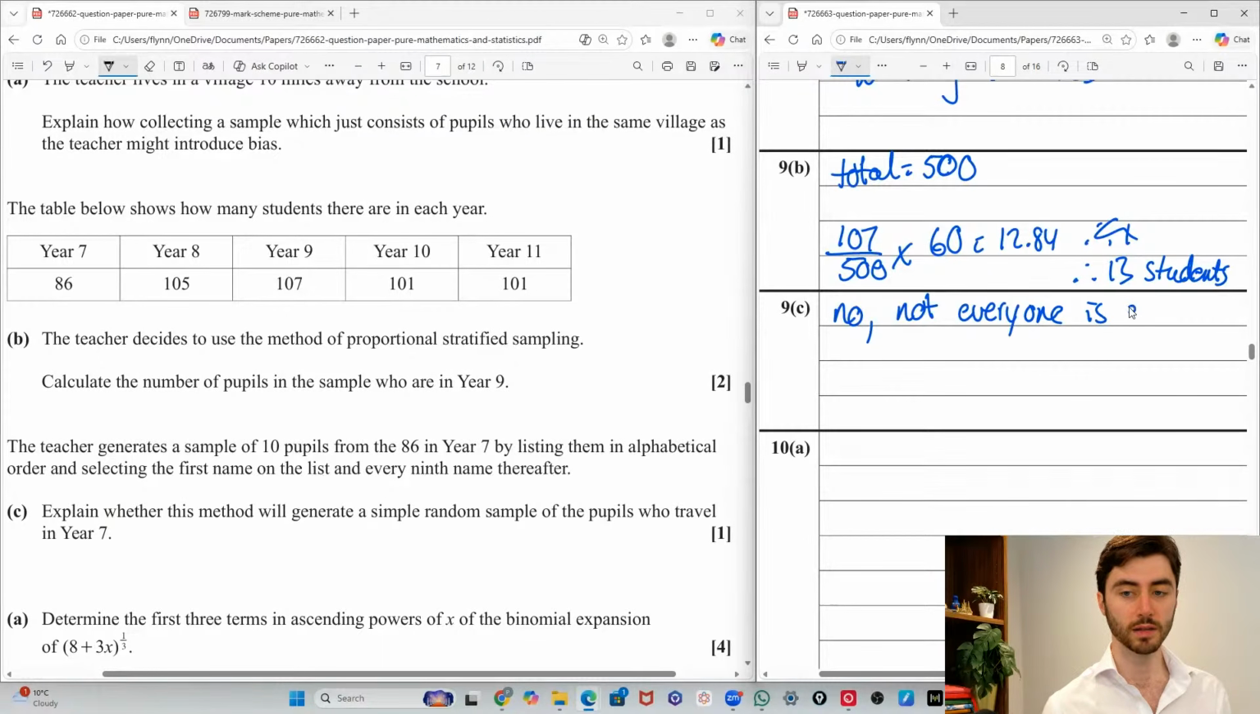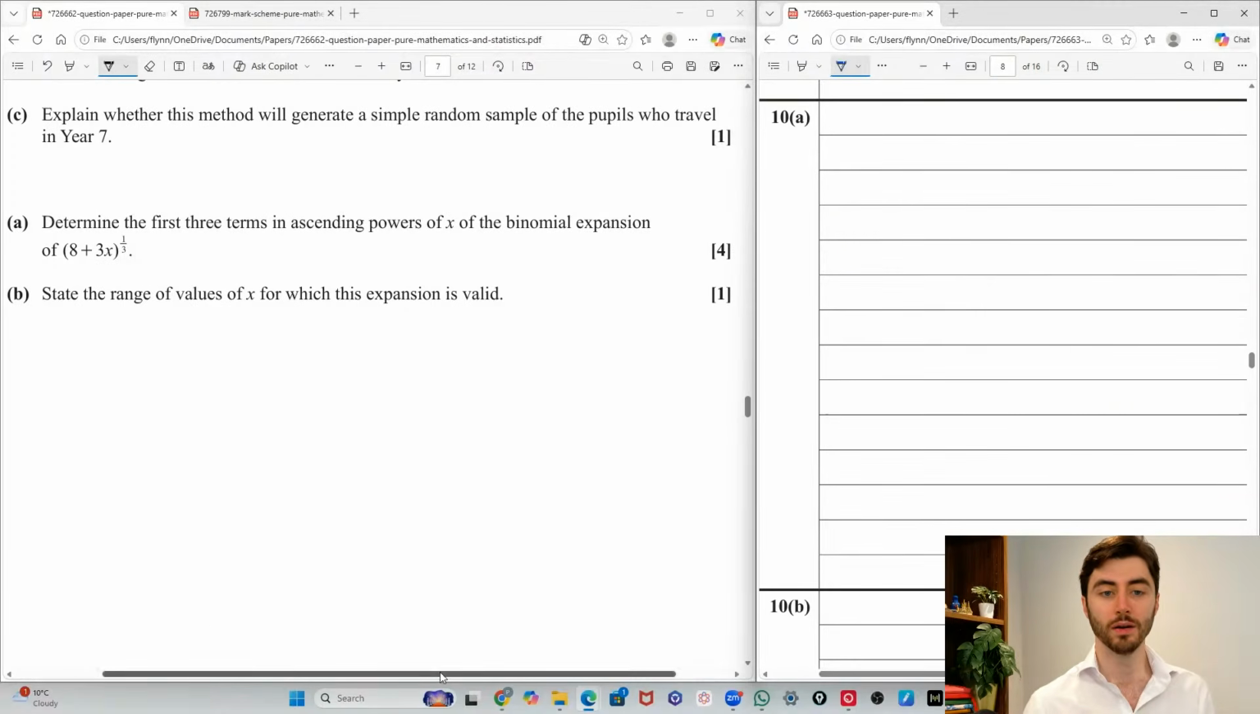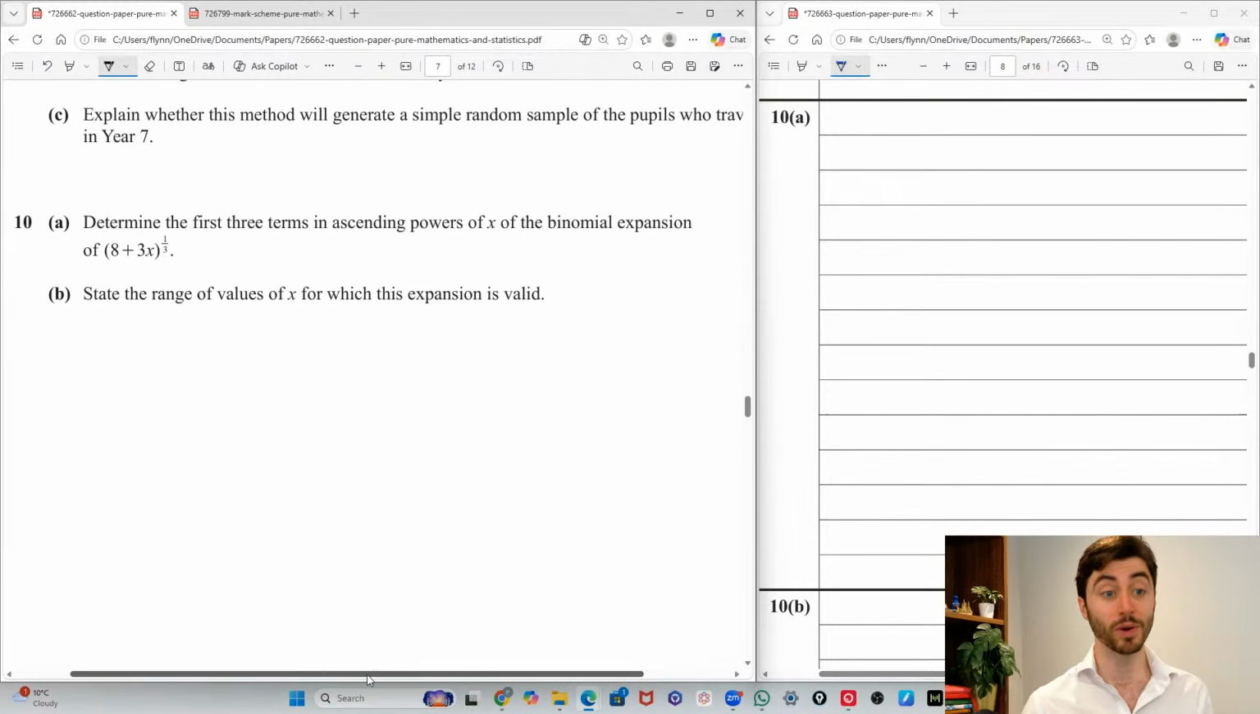Is equally likely. Something like that. Or I'll say this is systematic. Maybe that'll get me a mark. Again, I hate the wordy questions, but I'll do my little best. What I will definitely be able to do is question 10.